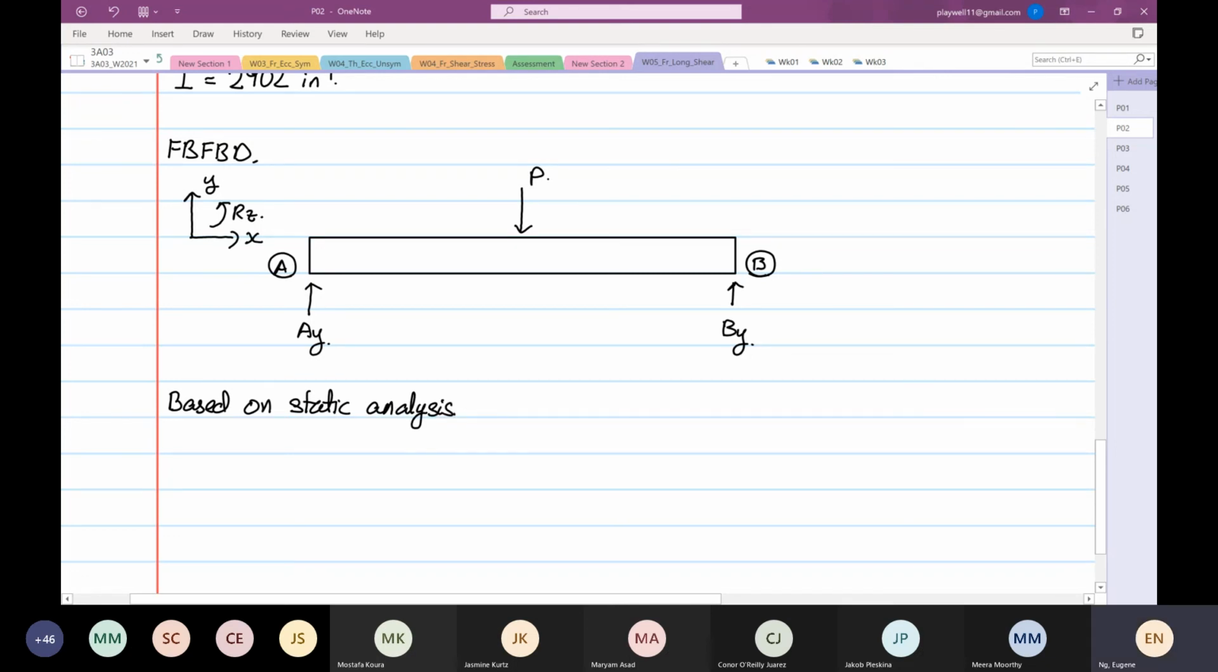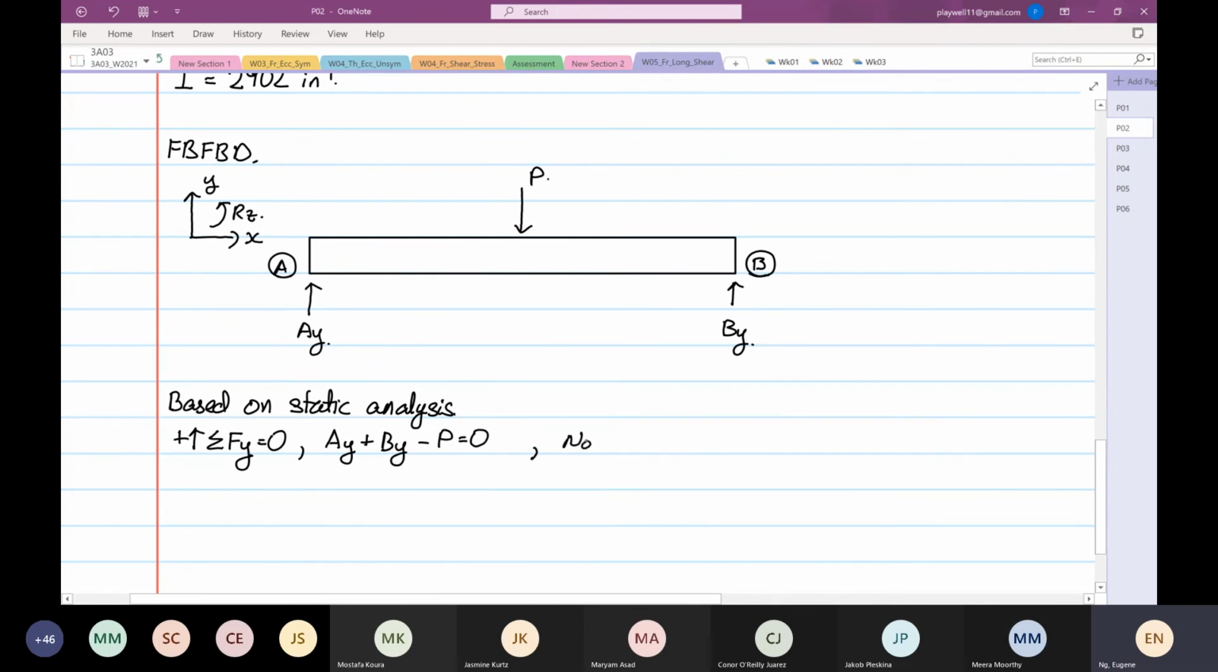Based on static analysis, we can form an equation where the summation of forces in the y direction is equal to 0. And we know that this is AY plus BY minus P is equal to 0.